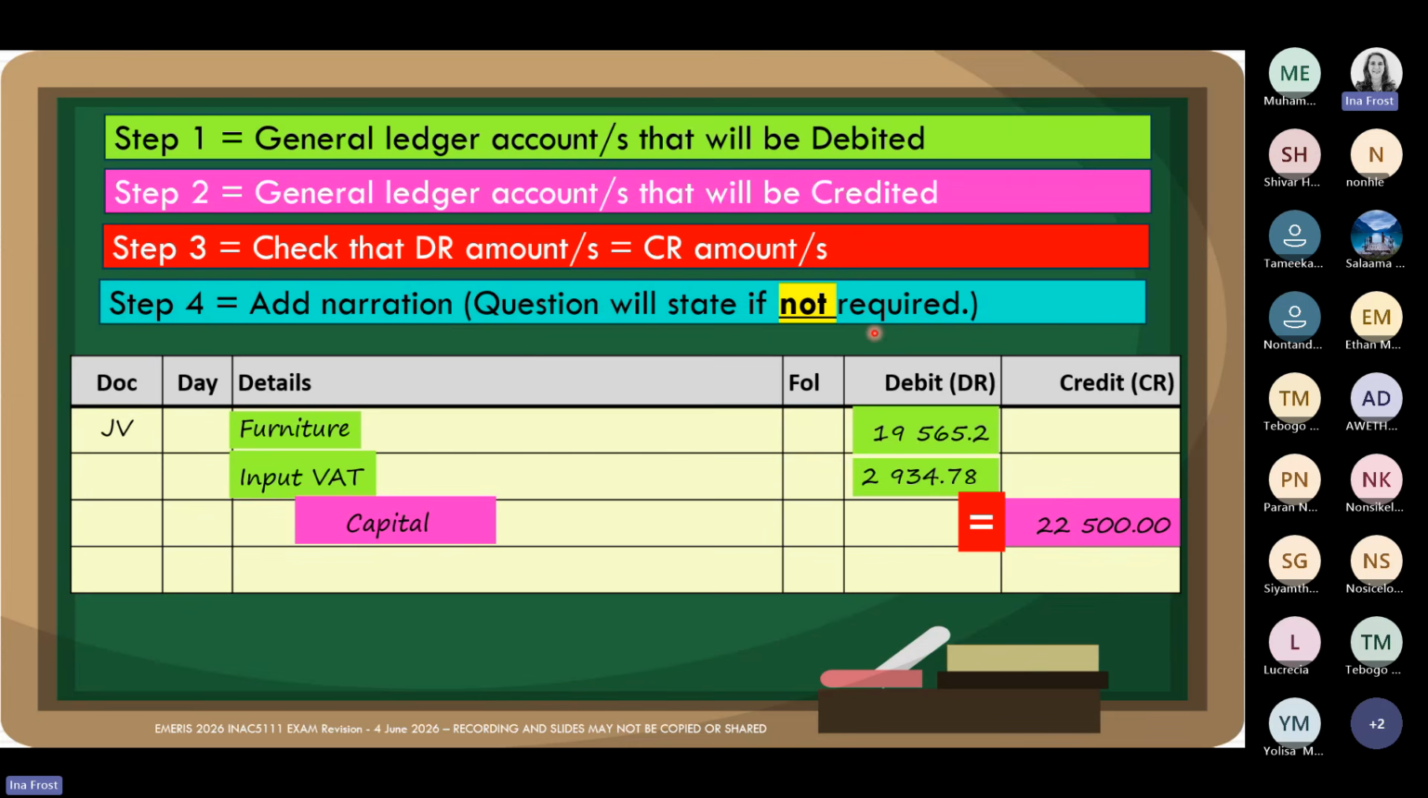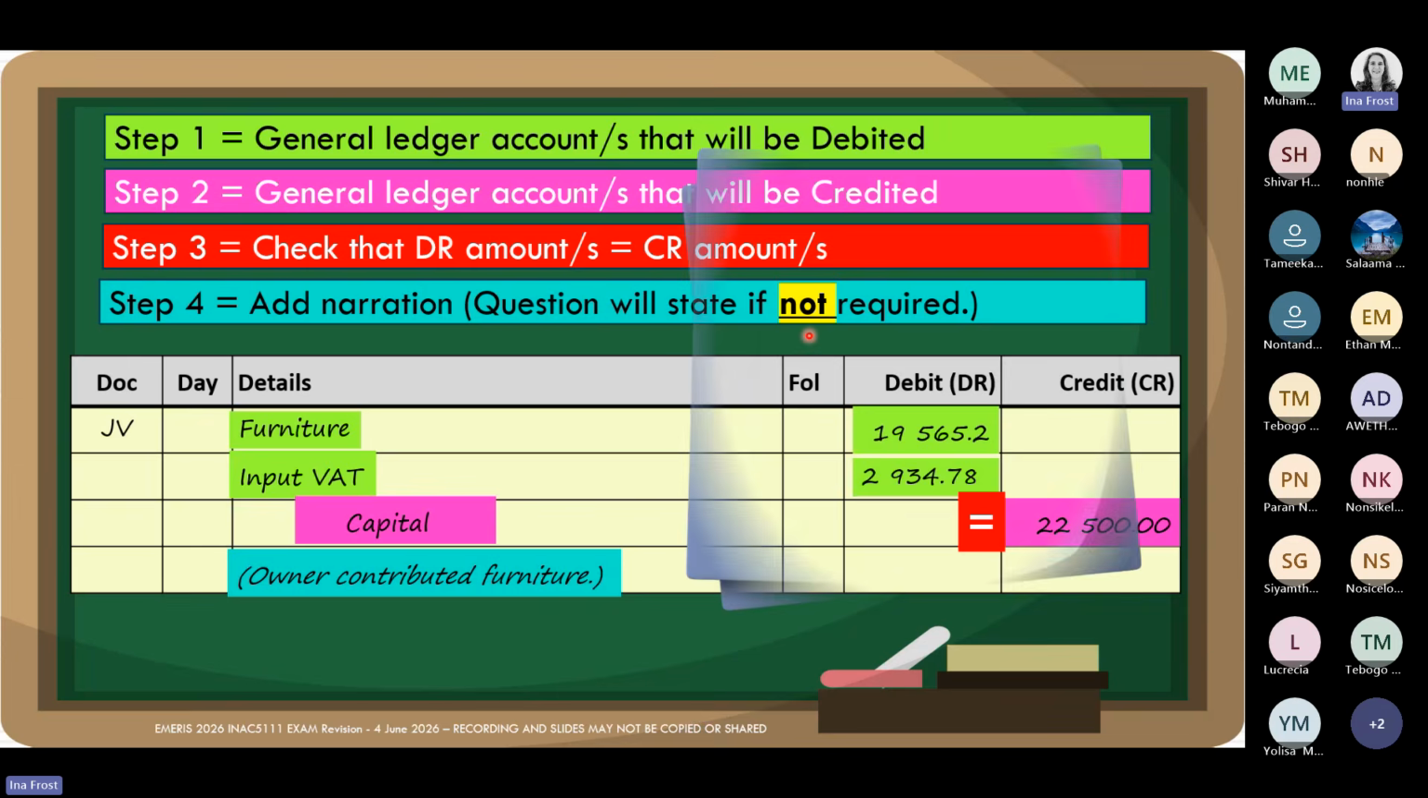And what do I mean by narration? Narration is just a very, very short sentence to tell us what exactly this entry was about. What happened in this entry? So my 4 steps again, let's go through them. Step 1, which account or accounts am I going to debit? Step number 2, which account or accounts am I going to credit? Step number 3, make sure my debits and credits are equal. Step number 4, add the narration unless the question says it is not required.